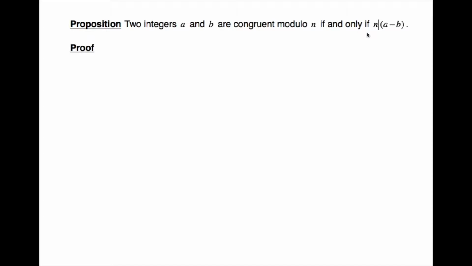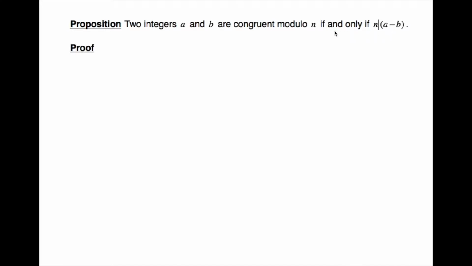So we're going to prove that this proposition is true, and after we've proved that it is true, every time we see that a and b are congruent modulo n, we will write this. We won't talk about the remainder being the same.